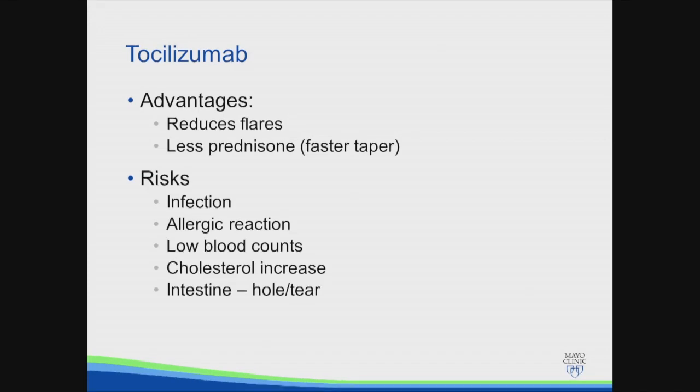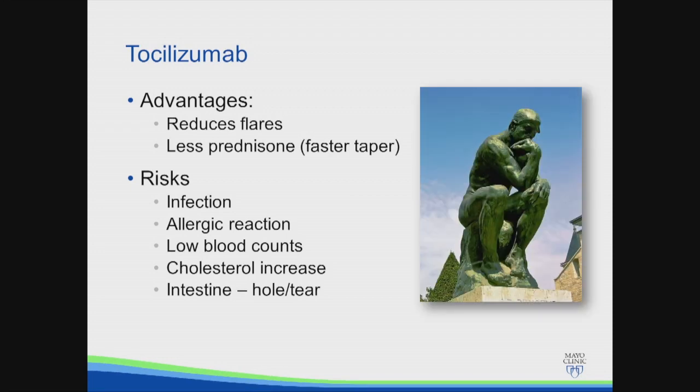So it has advantages, but of course, like any other medicine, there are risks, particularly as we block the immune system. There are risks for infection. There may be risk for an allergic reaction to the medicine. We monitor blood counts very carefully with this drug. There may be an increase in cholesterol, in blood fats with this medication, and very rarely it may cause a tear in the stomach or intestines. So it has some downsides, but again, has been shown to be of benefit in terms of reducing the amount of prednisone and reducing the prednisone side effects that come with the treatment of giant cell arteritis.